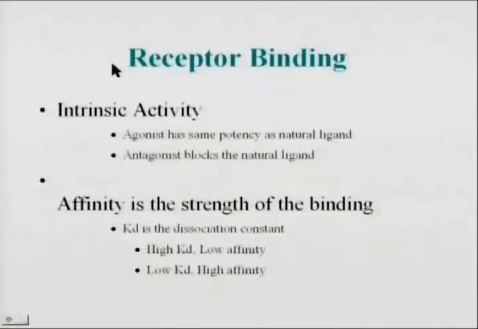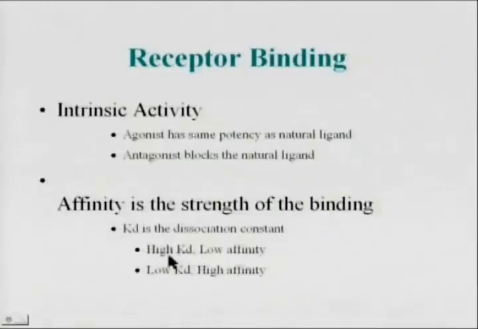Now let's just take a final moment here to talk about receptor binding. We'll go into greater detail on this later. There is an intrinsic activity, so we've talked about specificity and affinity. Affinity is mentioned again here. Now we add to that intrinsic activity. So affinity is the strength of the binding, as we said. So a kinetic value, K sub D, or KD, can be estimated. This is the dissociation constant.